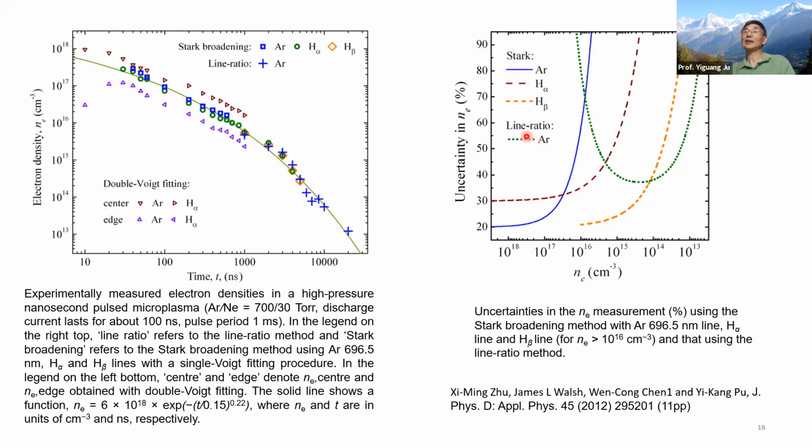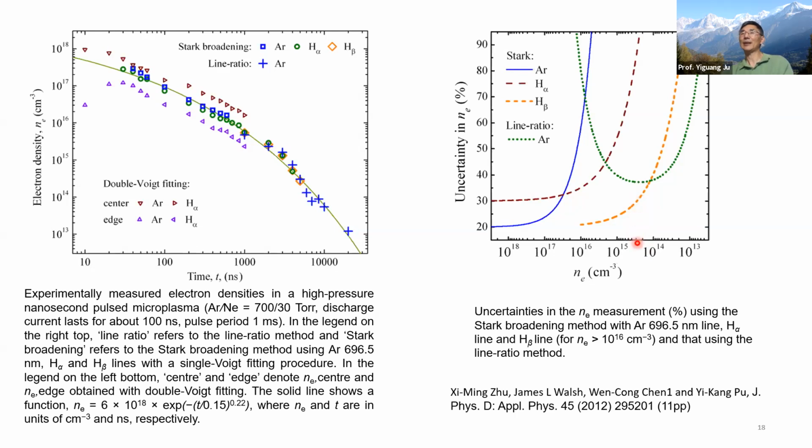But if you're using a linear ratio of multi-peaks, you can probably measure a very narrow window, 10 to the 15th to 10 to the 14th. But if you're using hydrogen H alpha and H beta, you probably can measure the electron number density to 30% uncertainty above 10 to the 14th or 10 to the 15th.